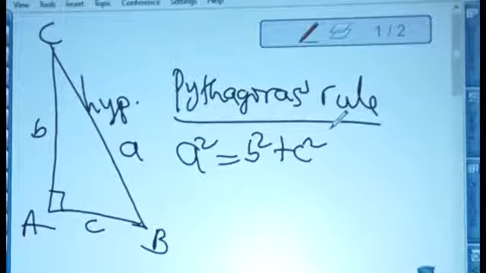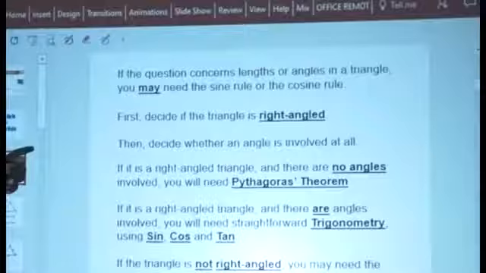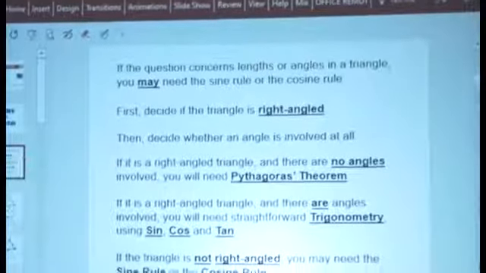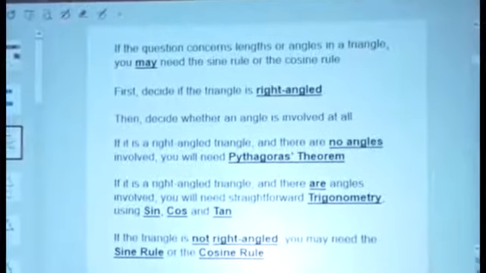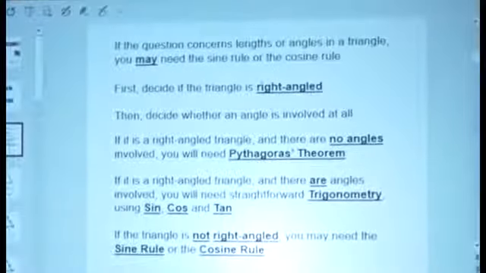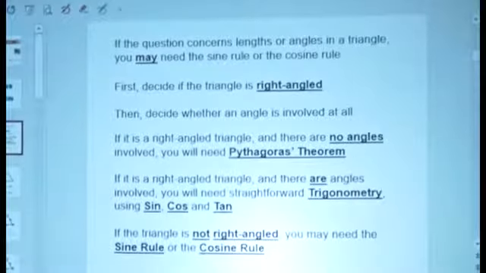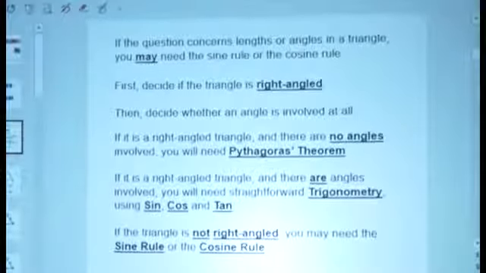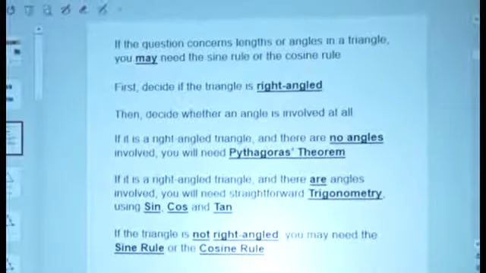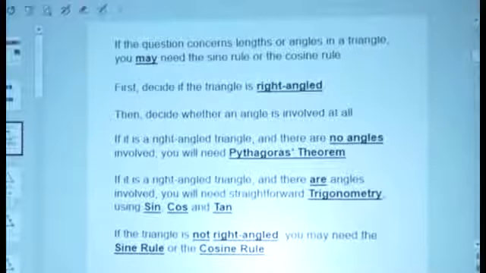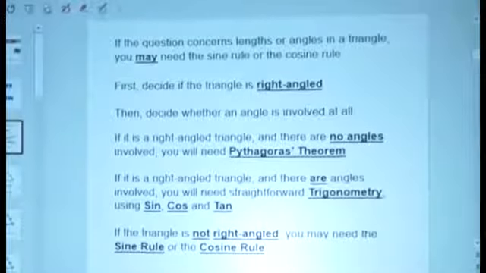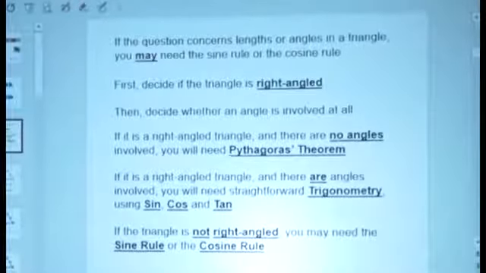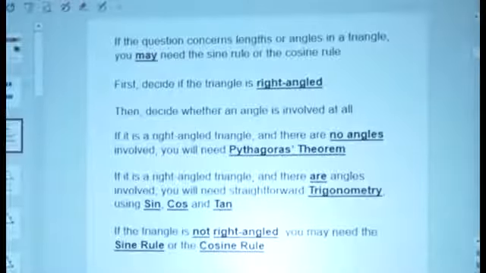And if it is, then decide whether an angle is involved at all. If it is a right angle triangle and there is no angle involved, you will need Pythagoras theorem. If it is a right angle triangle and there are angles involved, you will need straightforward trigonometry using sine, cos, and tan.